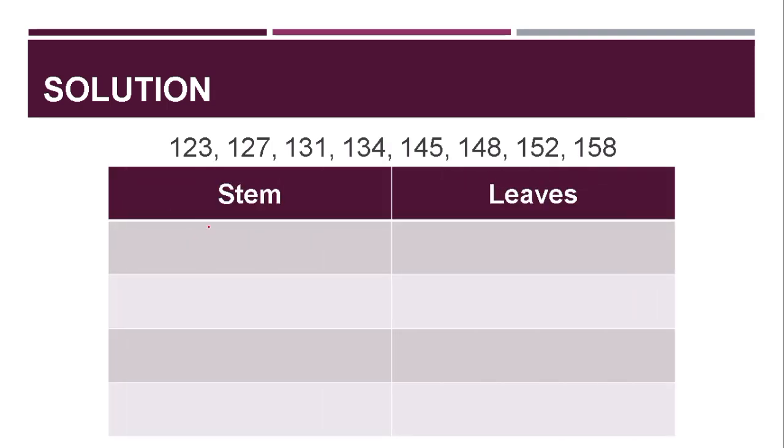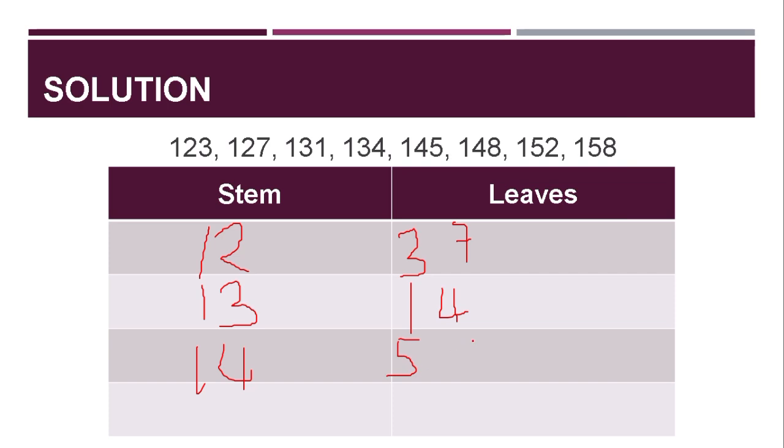Now, our stem here will be 12. Our leaves will be 3 and 7. Our next stem will be 13, and our leaves will be 1 and 4. Our next stem is 14, and our leaves will be 5 and 8.